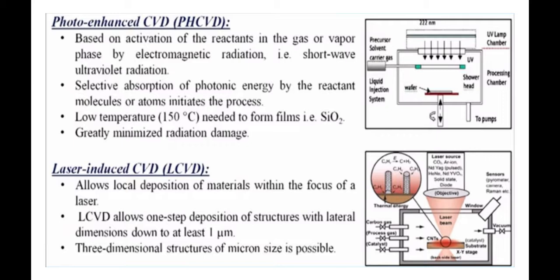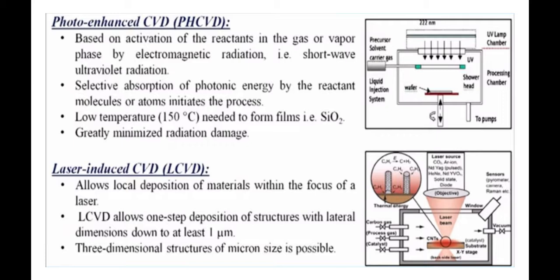So here you can see that we are using a certain kind of UV lamp chamber, from where we are generating the UV source. Then we are passing some kind of carrier gases, and the carrier gases react with the ultraviolet rays. Then they form a certain kind of material, and that material deposits onto the substrate itself.